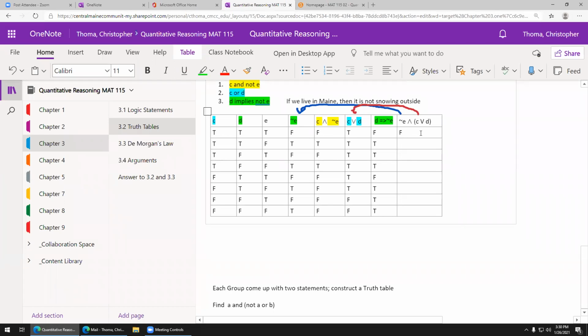I have a true and a true, so he's true. I have a false and a true, so he is false, because an and is only true if they're both true. So he's true because they're both trues. He's false because one of them's false. He's true because they're both true. False, false is false because there's no true. And then they have one of the other, so they are false.